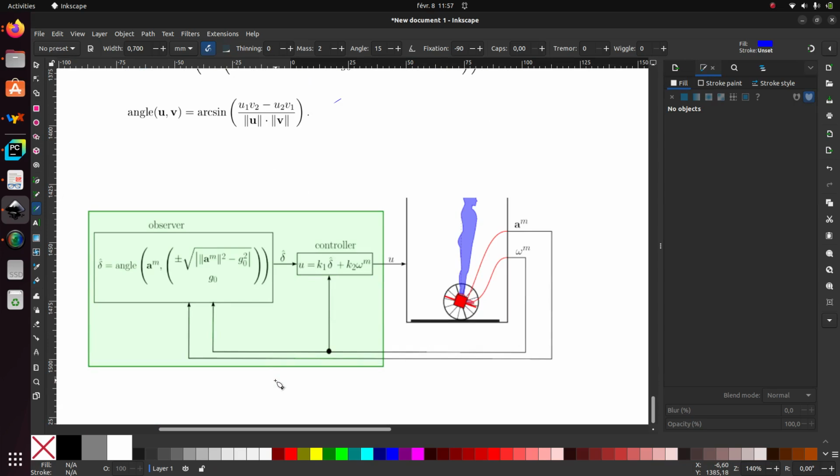So let me show my controller. I have my human here. From the inertial unit, I am able to get the acceleration in the board frame and the rotation rate. And from this, my controller is given here. Delta hat is the approximation of delta. To get delta hat, I use the angle between two vectors. The sine is determined using the gyro, as explained before, and I can now implement this controller.